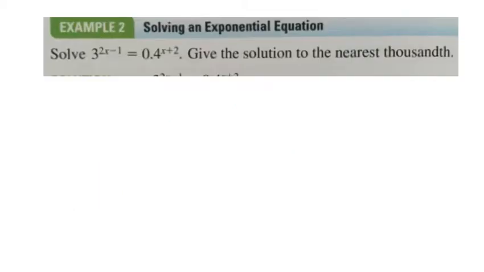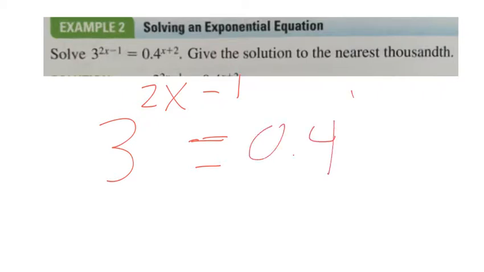Alright, solve this exponential equation: 3 raised to the power of 2x minus 1 equals 0.4 raised to the power of x plus 2. It says to give the solution to the nearest thousandth, meaning to 3 decimal places. So, let's start off by writing the equation. 3 to the power of 2x minus 1 is equal to 0.4 raised to the power of x plus 2.